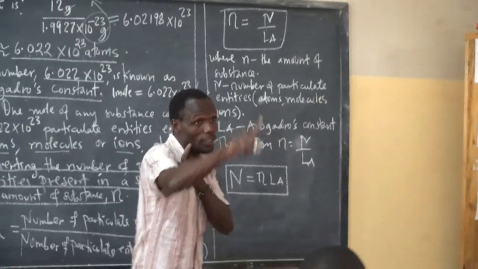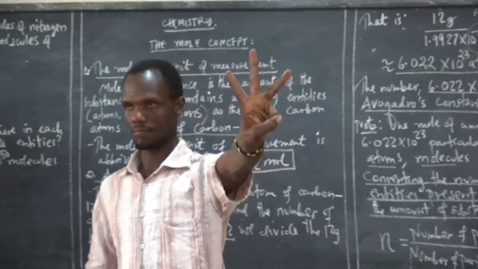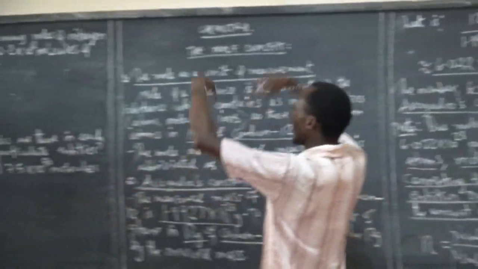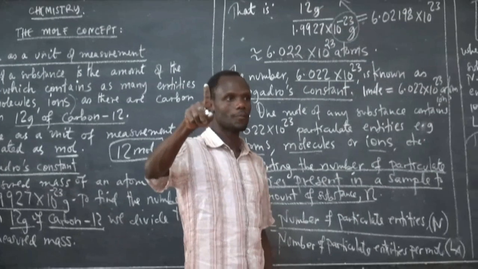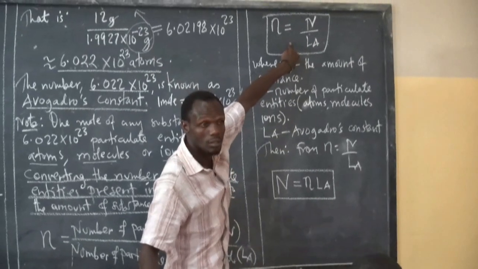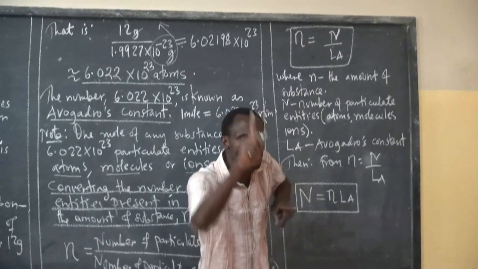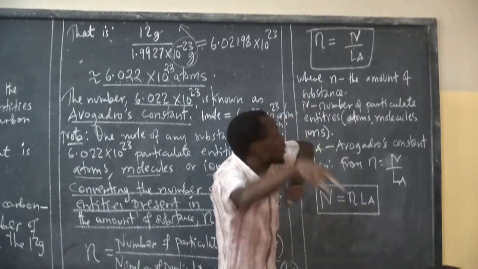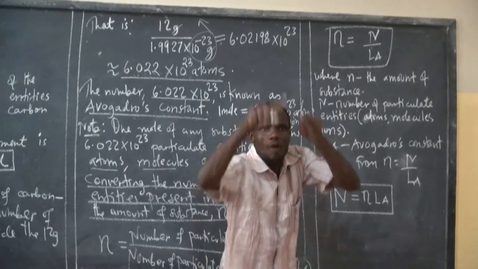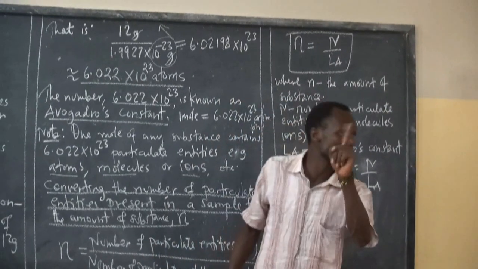Now, in moles concept, we have 3 formulas that we are going to use to determine the amount of substance. The first one is all about Avogadro's constant, and the second one, I don't know where it is, but we are going to check it. Now the first formula, this is how you can determine the number of substance and the amount of substance. In case you have how many atoms are there, how many ions are there, how many molecules are there, you can use this to determine what we call the amount of the substance.